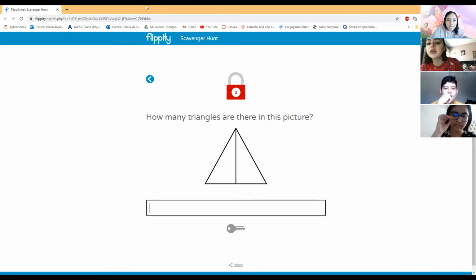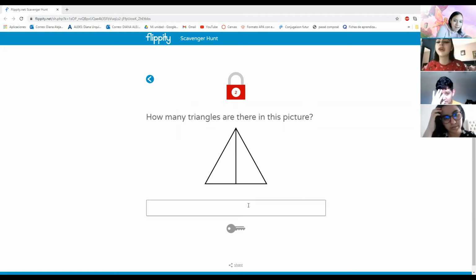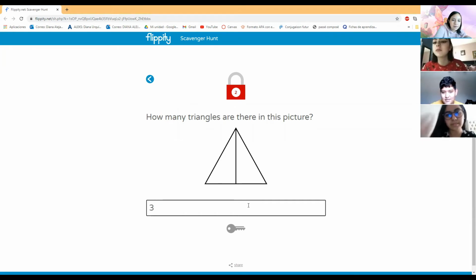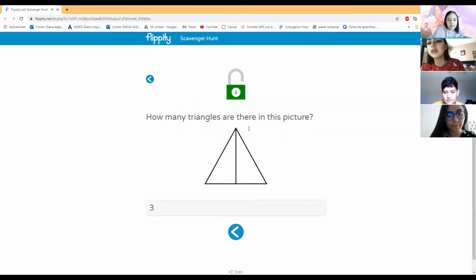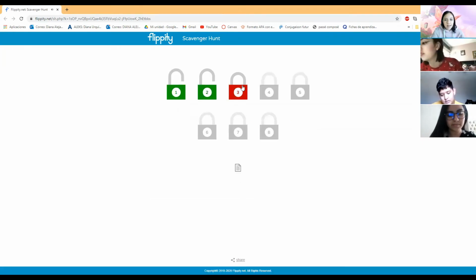Thank you. Oh, it's one triangle divided into 2, so it will be 3 triangles. Perfect. I agree with Gabriel. I agree with Gabriel too. Yeah. Number 3 is the turn for Valeria.